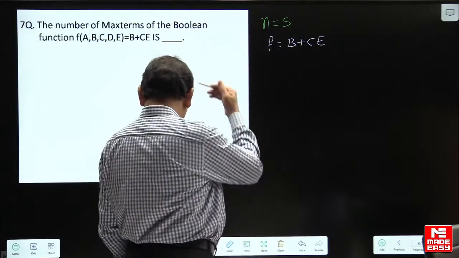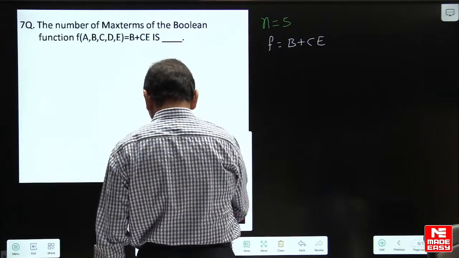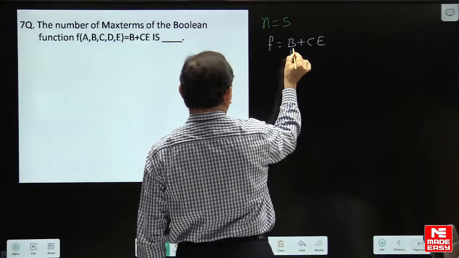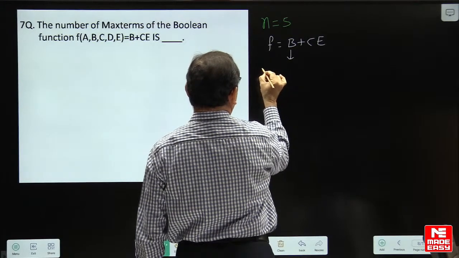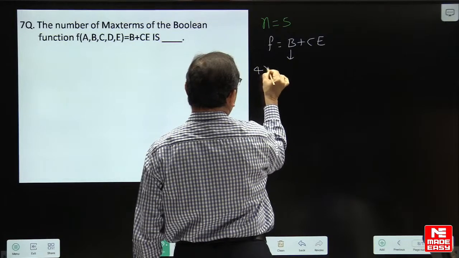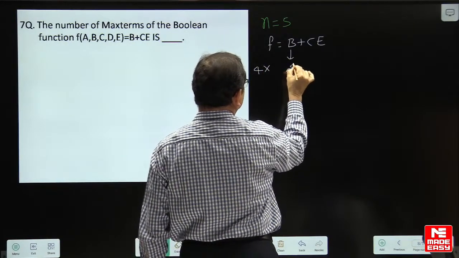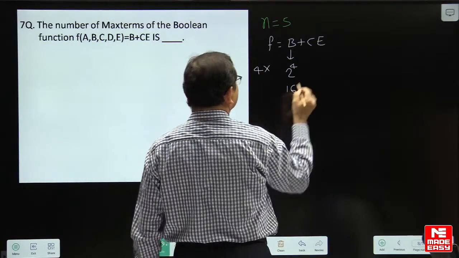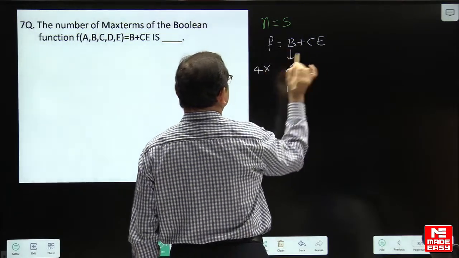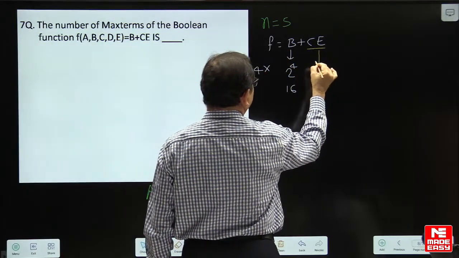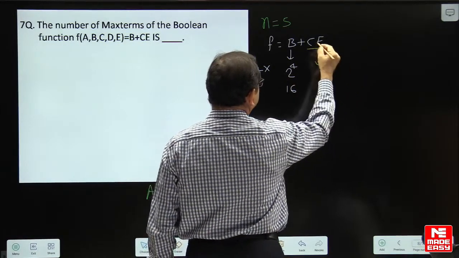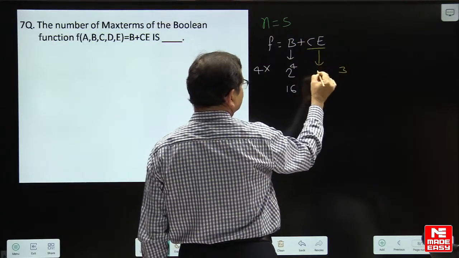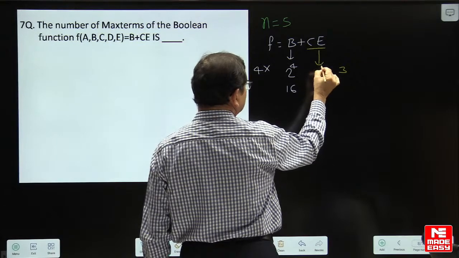Looking at the function, it is on 5 variables and the product is a single variable. So 4 variables are eliminated, which means the subcube size is 2 to the power of 4, 16. So this product is a group of 16 minterms. Similarly, for the other product, the function is on 5 variables and the product has 2 variables, so 3 variables are eliminated. Based on this, the subcube size, all this terminology you need to be familiar with.